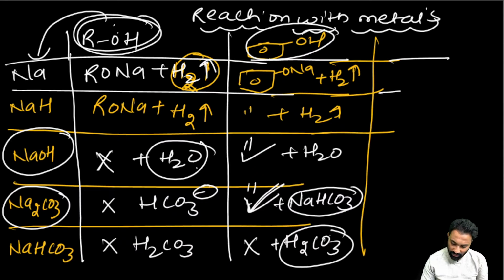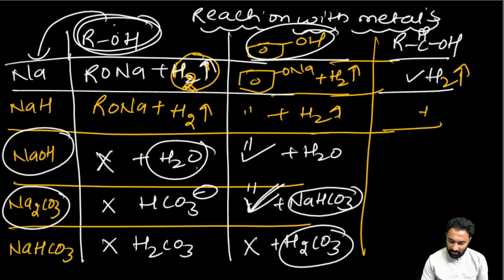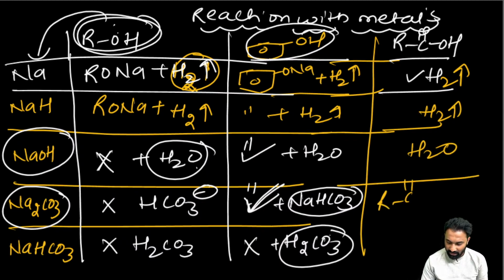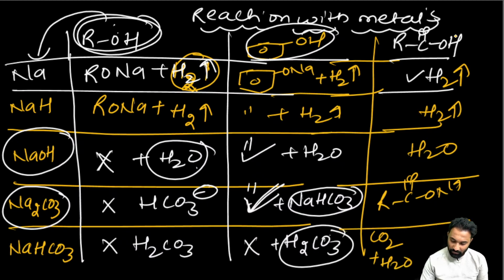Next, when it comes to the carboxylic acid case, carboxylic acid will react in all the cases, because here the H2, here also H2, here the H2O. Next one, here it is RCOONa. Here it will be carbonic acid, which is present as CO2 and H2O. So the carboxylic acid will react with all.